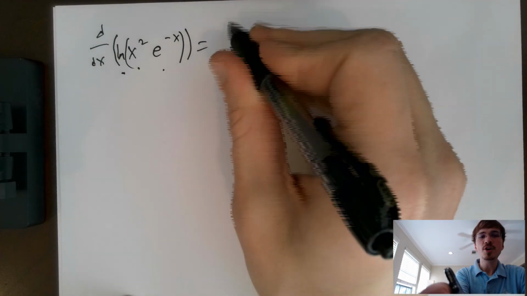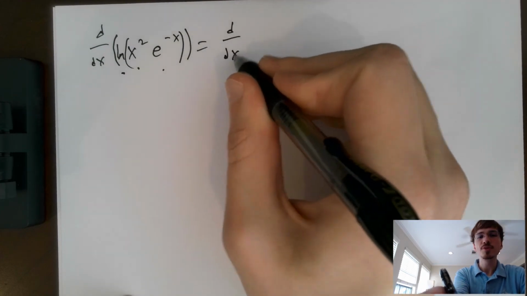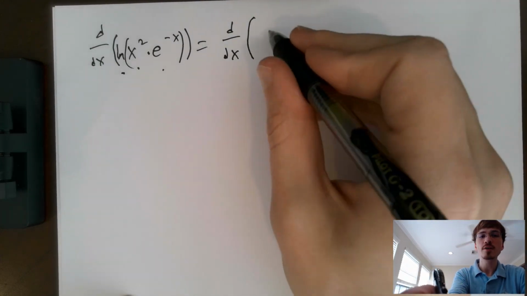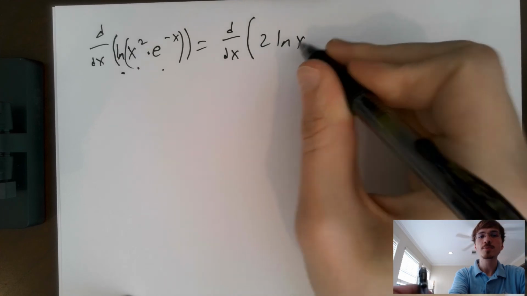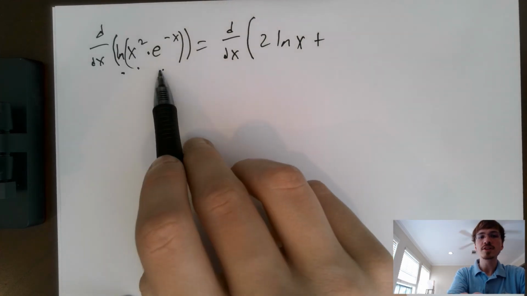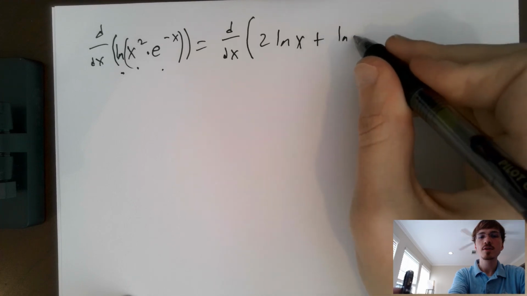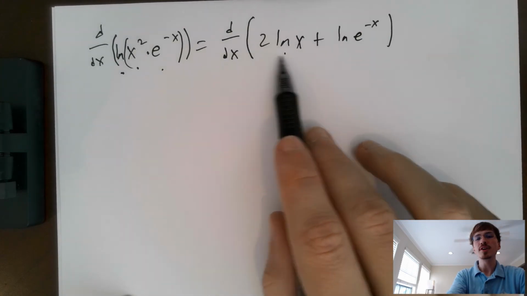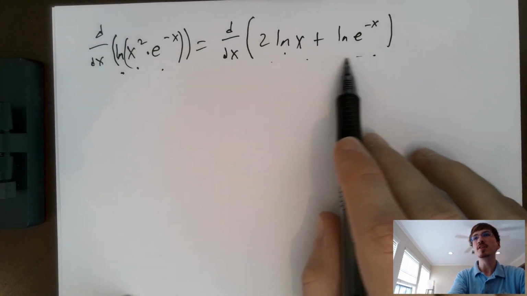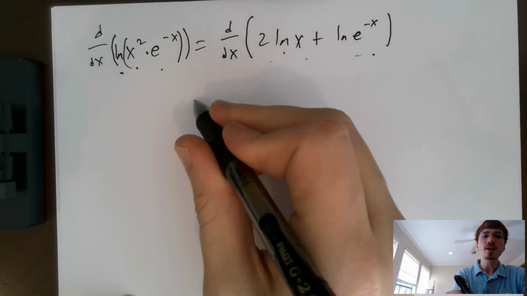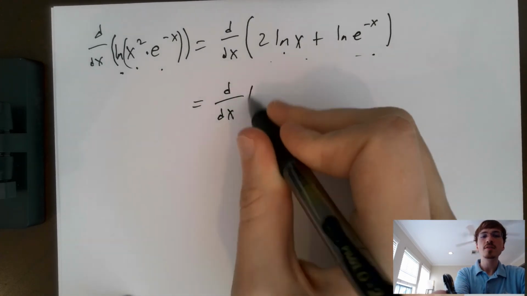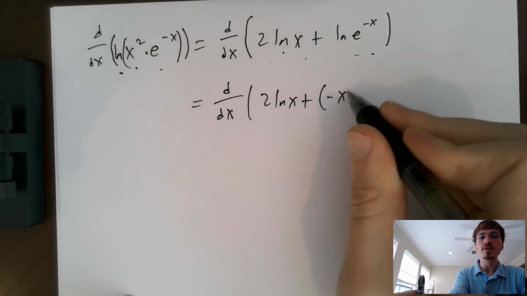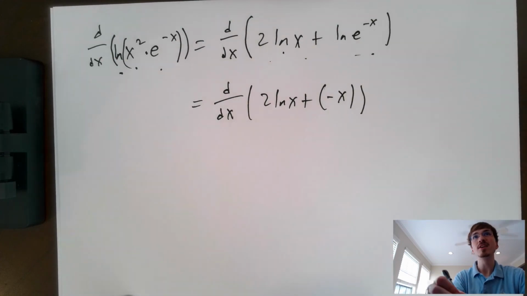Alright, so if we use our log properties, this is the derivative with respect to x of, I see the product, so the natural log of x squared is of course 2 natural log x plus the natural log of e to the negative x. But what's the natural log of e to the negative x? It simplifies even better, doesn't it? This is the derivative with respect to x of 2 times the natural log of x plus negative x. And that's super nice. Yeah?